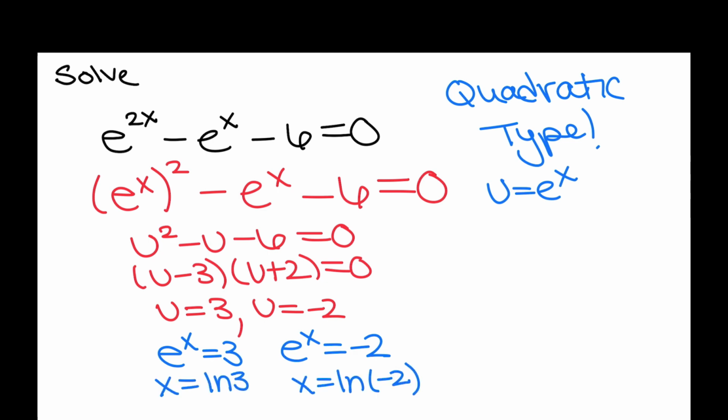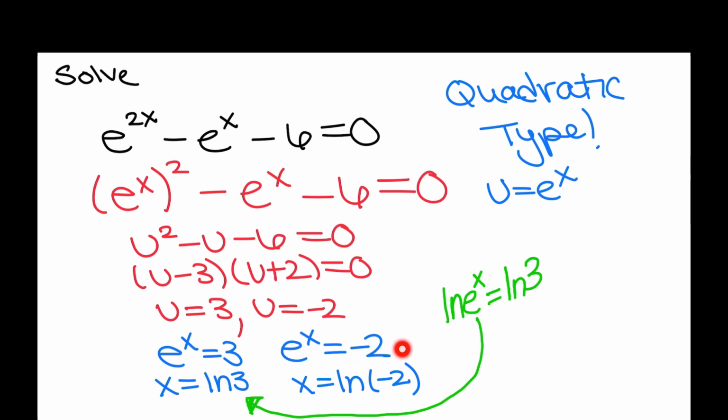We can rewrite these in log form. e to the x equals 3 is equivalent to x equals ln 3. If that's not clear, you could also take natural log of both sides. Natural log of e to the x turns into an x, so x is ln 3.